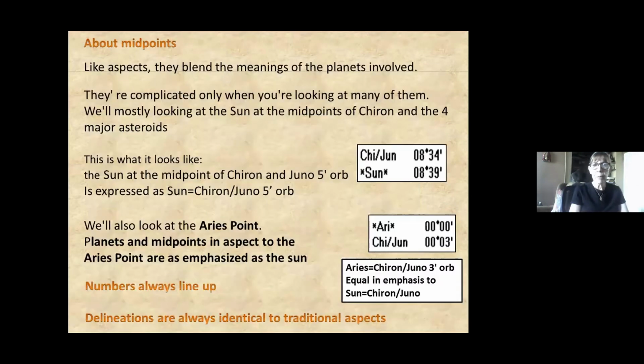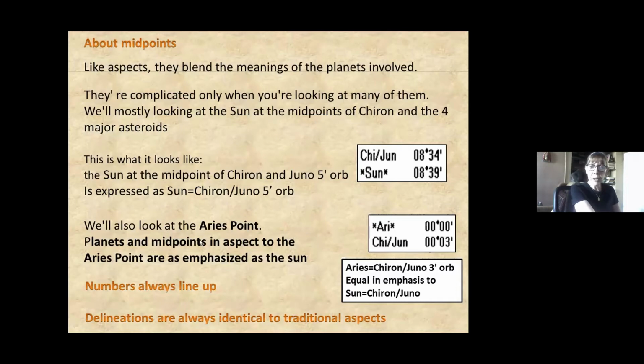Let's talk for a minute about midpoints, which are just like aspects. It blends the meanings of the planets. Now, people say they're complicated, and they are when you look at too many of them. Today, we're going to be looking at the sun at the midpoint of Chiron and Juno, not all 4 asteroids, just Chiron and Juno. This is what it looks like. If the sun was at the midpoint of Chiron and Juno, it would show up this way on a sword, but it shows us the orb, 5 minutes orb.